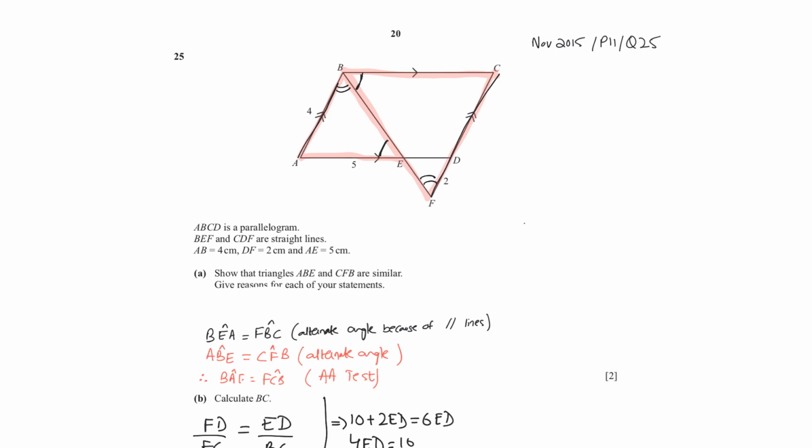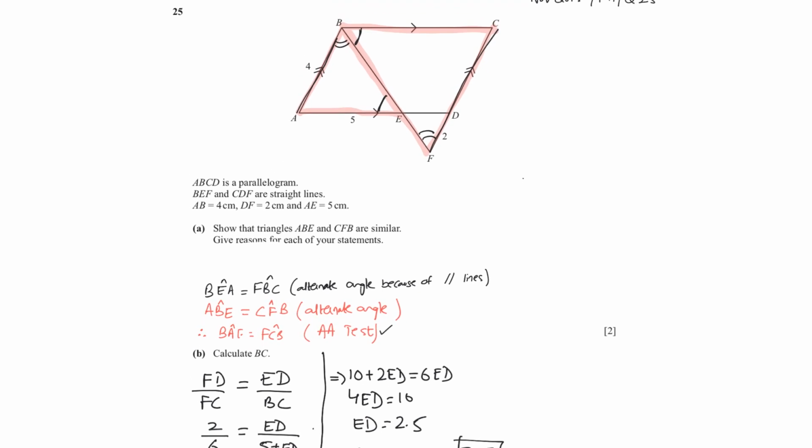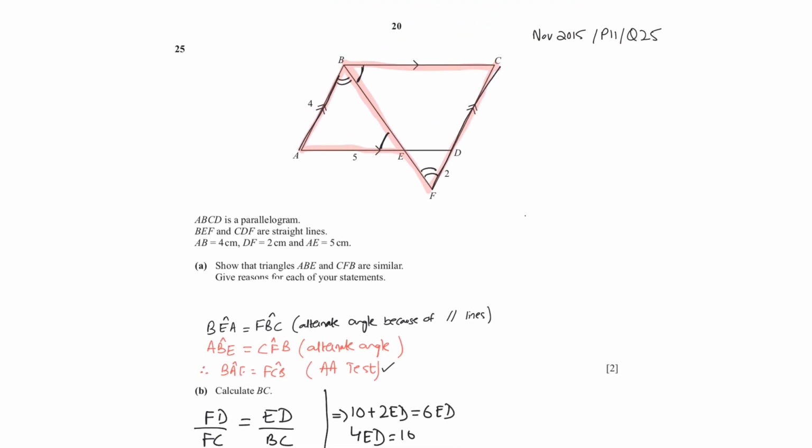So when two corresponding angles of a triangle are equal, the third angle would automatically be equal. Therefore, it satisfies the AA similarity test. In the next part, you are asked to calculate the BC length. Okay, this here is the length of BC.